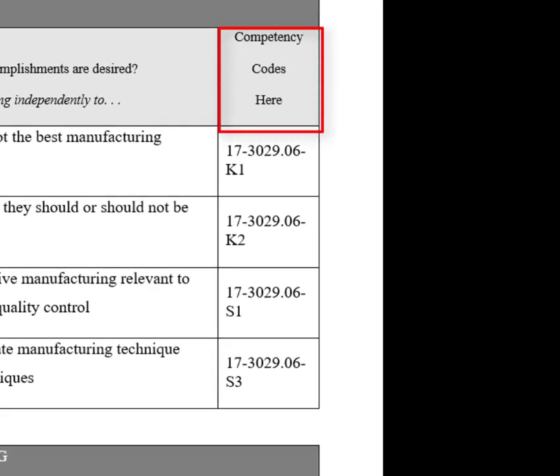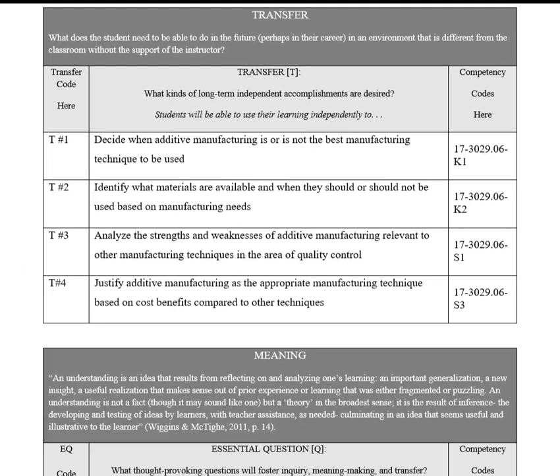Now remember, I told you these competencies have a code, and we talked about alignment. I want to keep everything aligned, so I'm going to include the competency code for the competency that this correlates to. In this case, it's K1. So if you look at T2, it's K2. Transfer number 3 is skill number 1, and transfer number 4 is skill number 3. Okay, so we'll keep moving on.